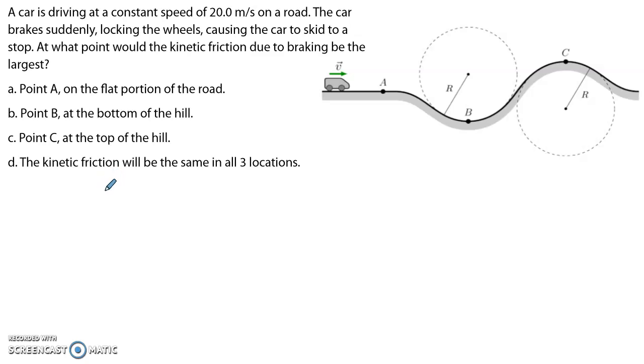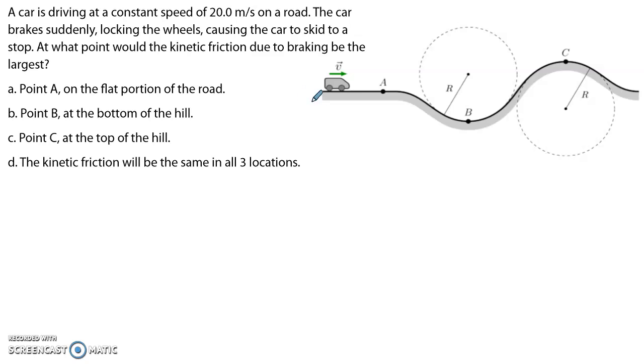In today's clip, we'll look at a classic conceptual question. The question goes as follows. A car is driving at constant speed of 20 meters per second on a road. The car brakes suddenly, locking the wheel, causing the car to skid to a stop. At what point would the kinetic friction due to braking be the largest?